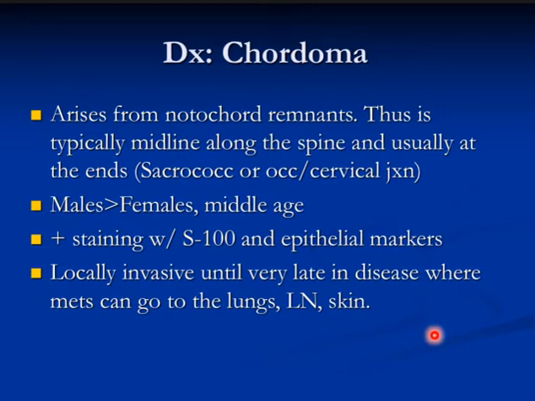It has S100 and epithelial marker positive staining, and is locally invasive until very late in the disease, when metastases can go to the lung, lymph nodes and skin. So it's slowly progressive. It is not an aggressive tumor. It is a slowly progressive malignant lesion.